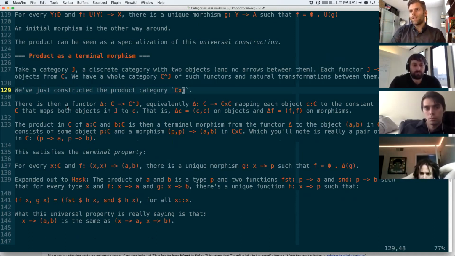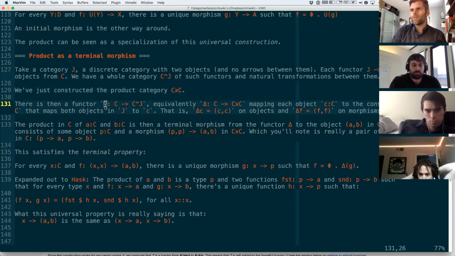Okay, so this then goes on to say that there is a functor, which we're going to call delta, that goes from our category C. And it's nice to orient ourselves and think of C as being Hask. So it goes from our category C, or Hask, to the product category C to the J, or equivalently, it goes from C to the product category of C with C, right? So it maps each object C in C to the constant functor, which has type J to C. And that constant functor maps both objects in J to the object C.